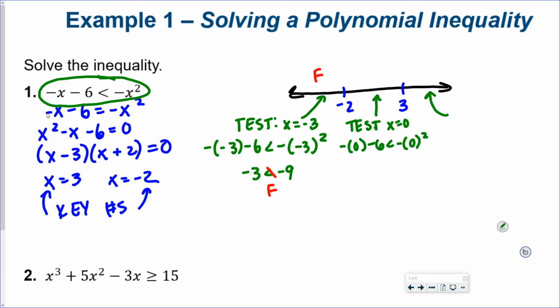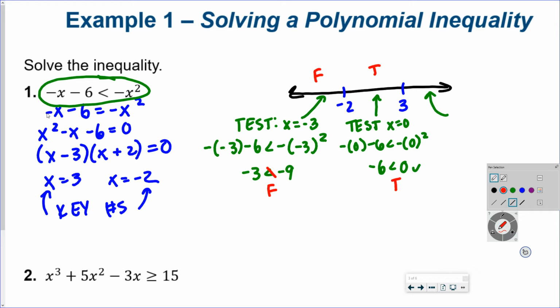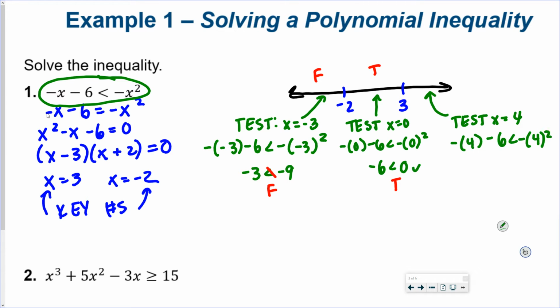All right, we get negative 6 is less than 0. Is that true? Sure. Yes. Last time I checked, true. All right, last one I'm going to test. I picked 4. Again, you could pick 10 if you wanted to, whatever you want. We do get negative 10 is less than negative 16. True or false, class? False.